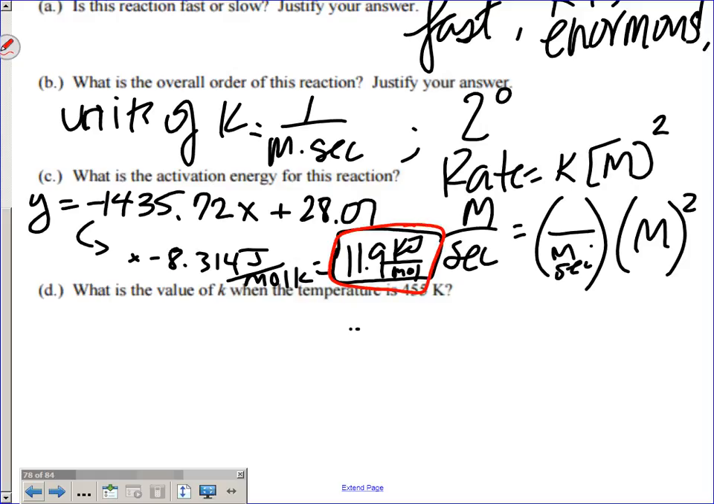What would you say about the rate of our reaction? Sean, what would you say about the rate of our reaction? It's bad. Why?